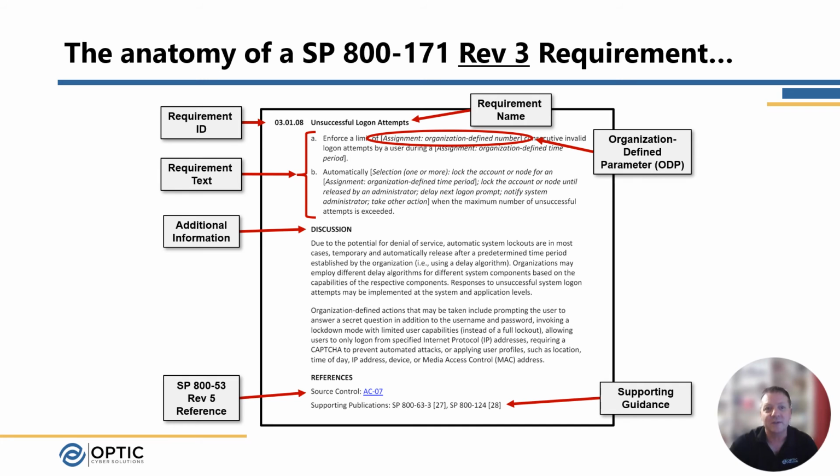Another big change in Revision 3 is the inclusion of organization-defined parameters, or ODPs. As you can see here, ODPs are simply areas where NIST is allowing organizations responsible for protecting CUI to define specific criteria on how they want to implement the requirement. We'll discuss the organization-defined parameters a little bit more on the next slide.